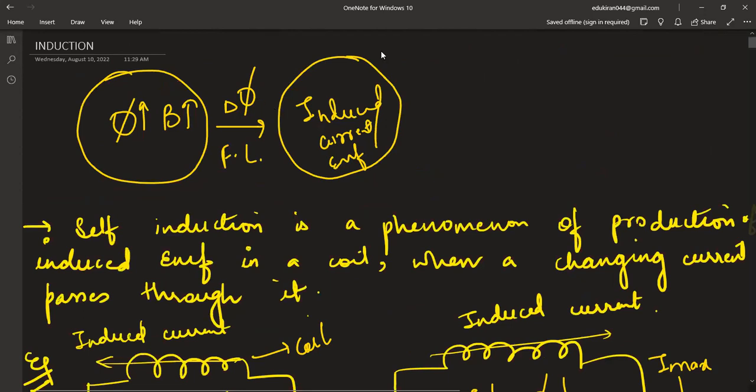This is clear, what is meant by induction. Magnetic flux, magnetic field is changing. And what have we studied till now? Whenever there is a change in flux, there is an EMF induced. That was your entire Faraday's law, correct? Within the same coil, if this is occurring, we call it self-induction. If there is one primary which is producing and induction is happening in the second one, we call it mutual induction.